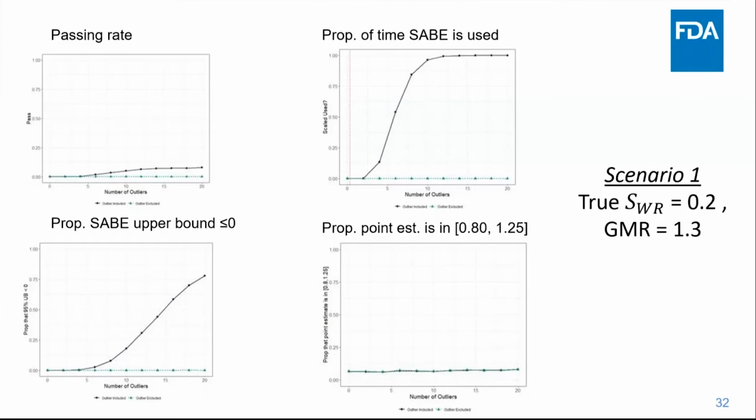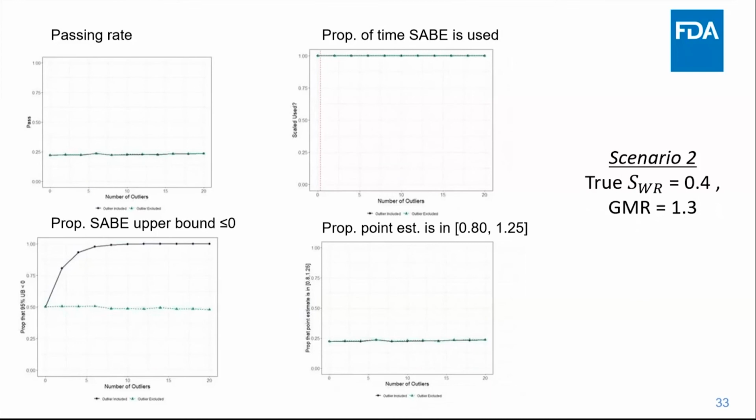We applied a similar simulation study with a different scenario. Everything else remains the same, including GMR, but now SWR is 0.4, so it is higher than the cutoff point, and that would prompt using the scaled approach. Here we notice that the passing rate is pretty much stable under both situations of including or excluding outliers. The same thing happens with the proportion of time of using the scaled approach. Of course, here it is 100%, because we were simulating from a data set with a high value for SWR. The proportion of time that the upper bound of the scaled confidence interval is less than 0 increases when the outliers are included in the data set. But again, the proportion of time that the point estimate is contained within the limits remains stable.